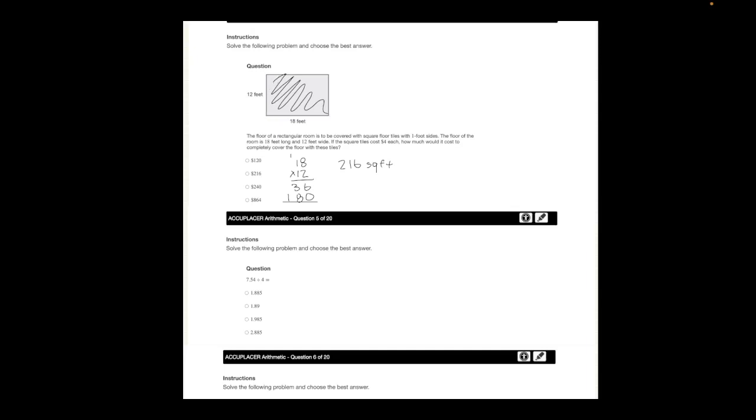Okay, so then we know that each tile is $4. So then we just do the 216 times 4, and we'll get a whopping, let's see, it's going to be 24, 6, 8, we get 864 as our grand total.